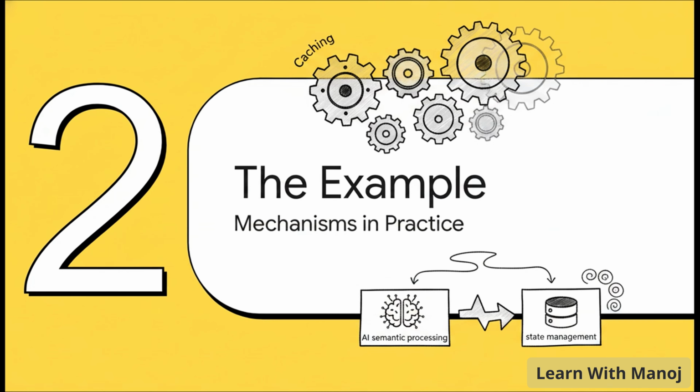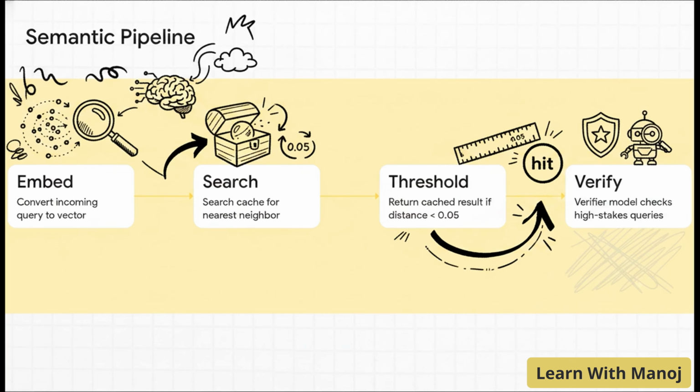Chapter 2, the example. Let's see these mechanisms in practice. Follow my voice here and let your eyes trace this flow diagram. When a user asks a question, step 1 is we embed that query into a vector. Step 2, we search the cache for its nearest mathematical neighbor. Now really look at the threshold check in step 3. If the distance between the user's question and a past question is less than 0.05, meaning they are practically identical in meaning, we hit the cache.